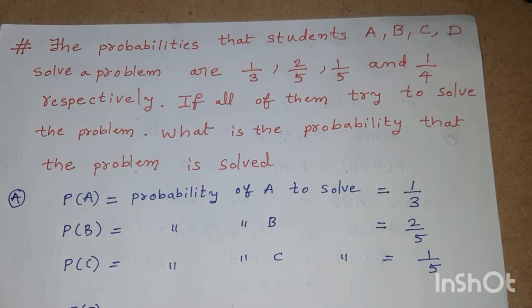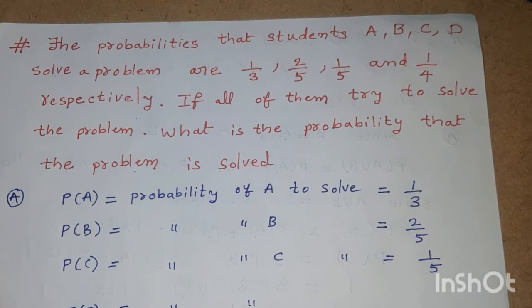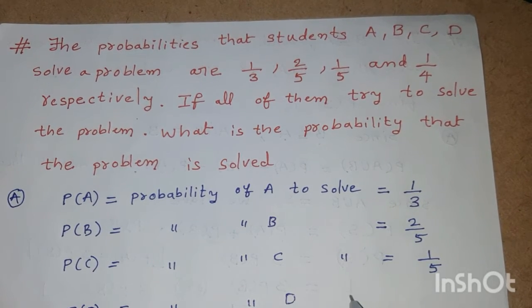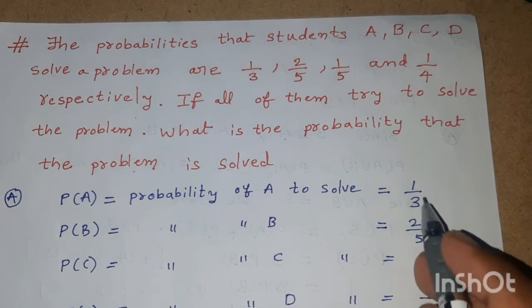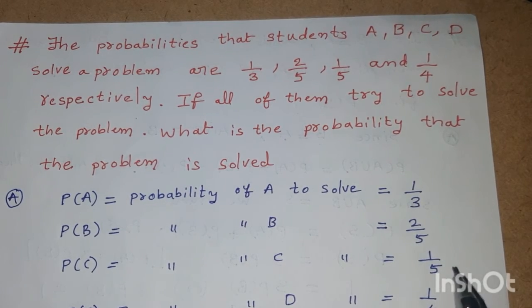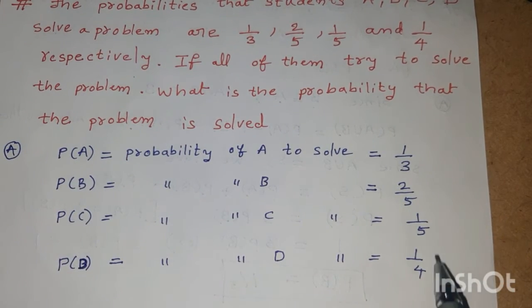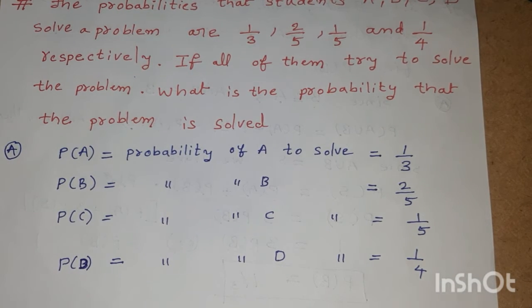P of D, probability of D to solve the problem is 1 by 4. These are all probabilities. We can easily observe that these all lie between 0 and 1. Therefore, probability is always less than or equal to 1 and greater than or equal to 0. 1 by 3, 2 by 5, 1 by 5, 1 by 4.